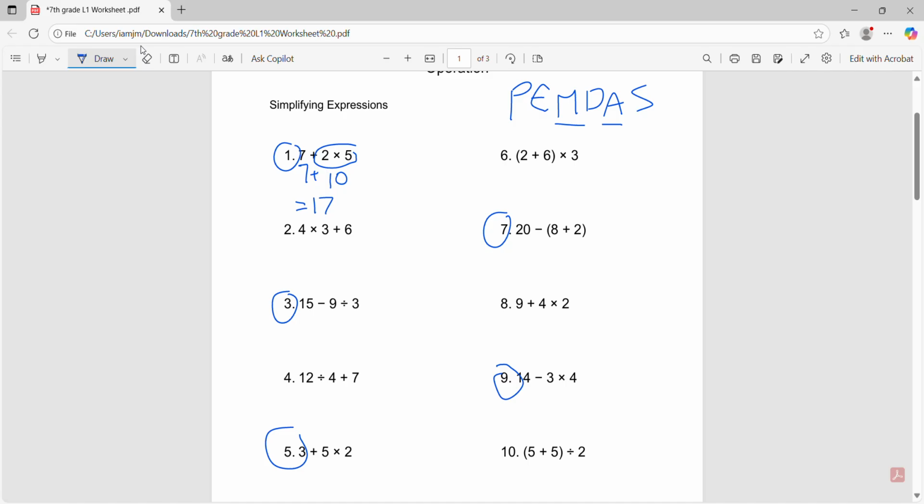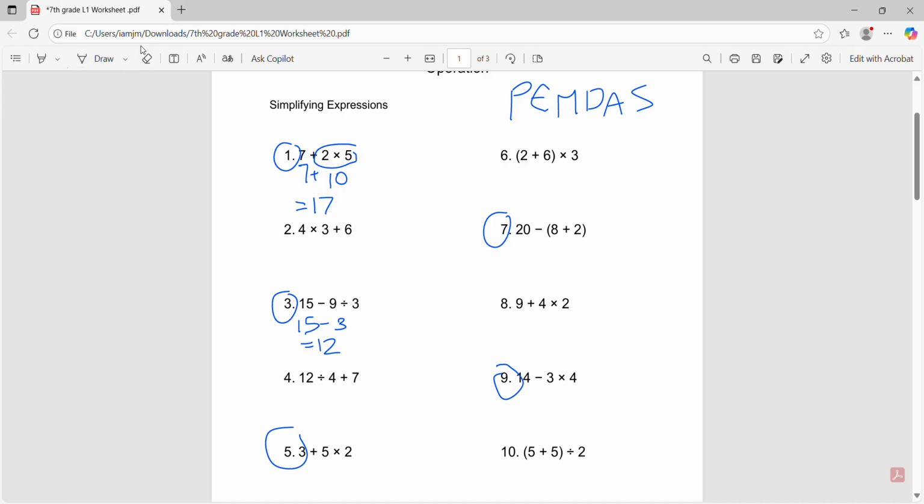15 minus 9 divided by 3. Division comes before subtraction, so we would be solving the division first. 9 divided by 3 is 3. 15 minus 3, that one comes down. 15 minus 3 is 12. Easy.